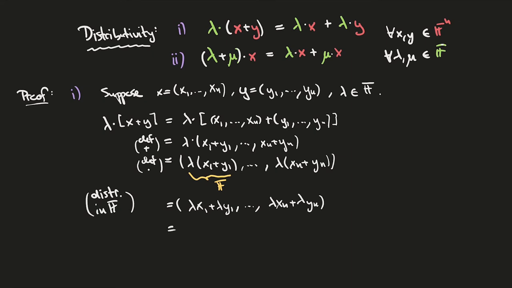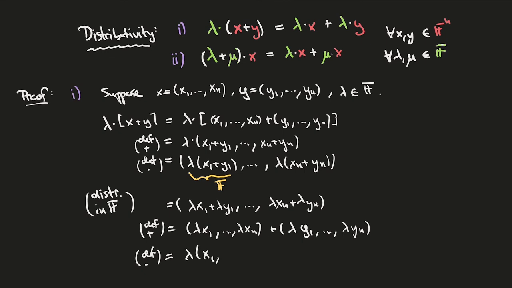We can now apply the definition of addition in reverse to separate out the terms that contain x and those that contain y. So what we end up with is (lambda x1 all the way up to lambda xn) plus (lambda y1 all the way up to lambda yn). Now we may apply the definition of scalar multiplication to get the lambda out of the expression, so that we have lambda times (x1 up through xn) plus lambda times (y1 up through yn).